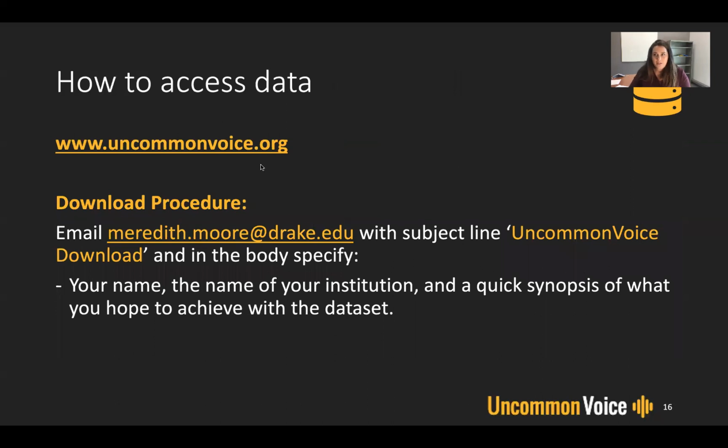So most importantly, how do you access this data? Go to uncommonvoice.org. Here I have an overview of the data set, and a download procedure that you can follow. The procedure includes emailing me with the subject line Uncommon Voice download, and in the body specifying your name, the name of your institution, and a quick synopsis of what you hope to achieve with this data set, and I will send you a link to download the data set.